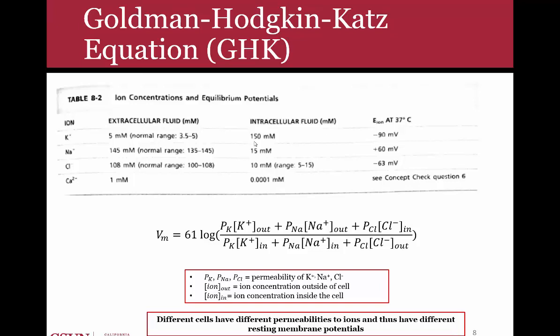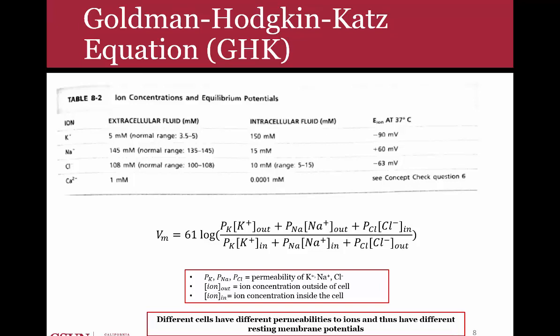And once those equilibrate, for potassium, its equilibrium potential is negative 90 millivolts. So what that really means is if you were to apply negative 90 millivolts across the cell membrane, you would ensure that you don't have any potassium that's going to leave the cell.